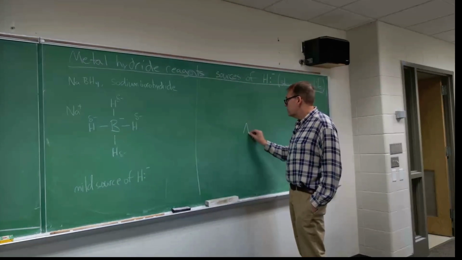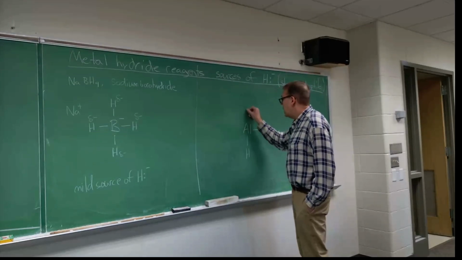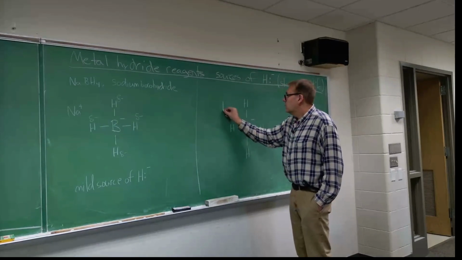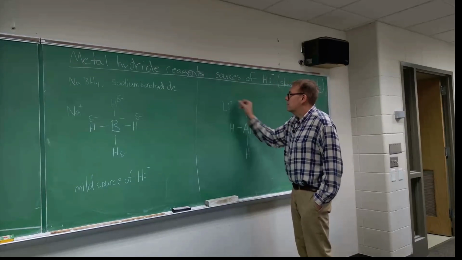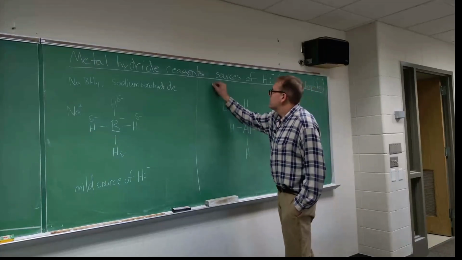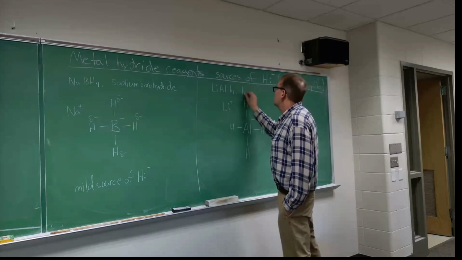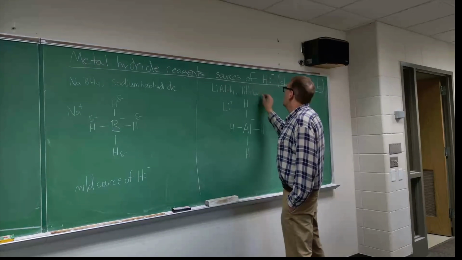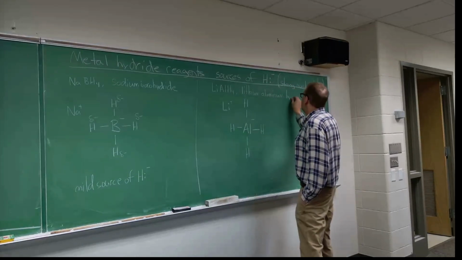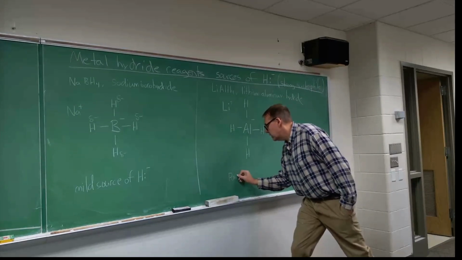Now take a look at this one. This is one that's structurally very analogous. It has a different atom in the middle. It's an aluminum instead of a boron. And instead of a sodium, there's a lithium, but that isn't a big deal. This is called lithium aluminum hydride. It has the formula LiAlH4, and it's called lithium aluminum hydride. And it is a powerful source of H-.